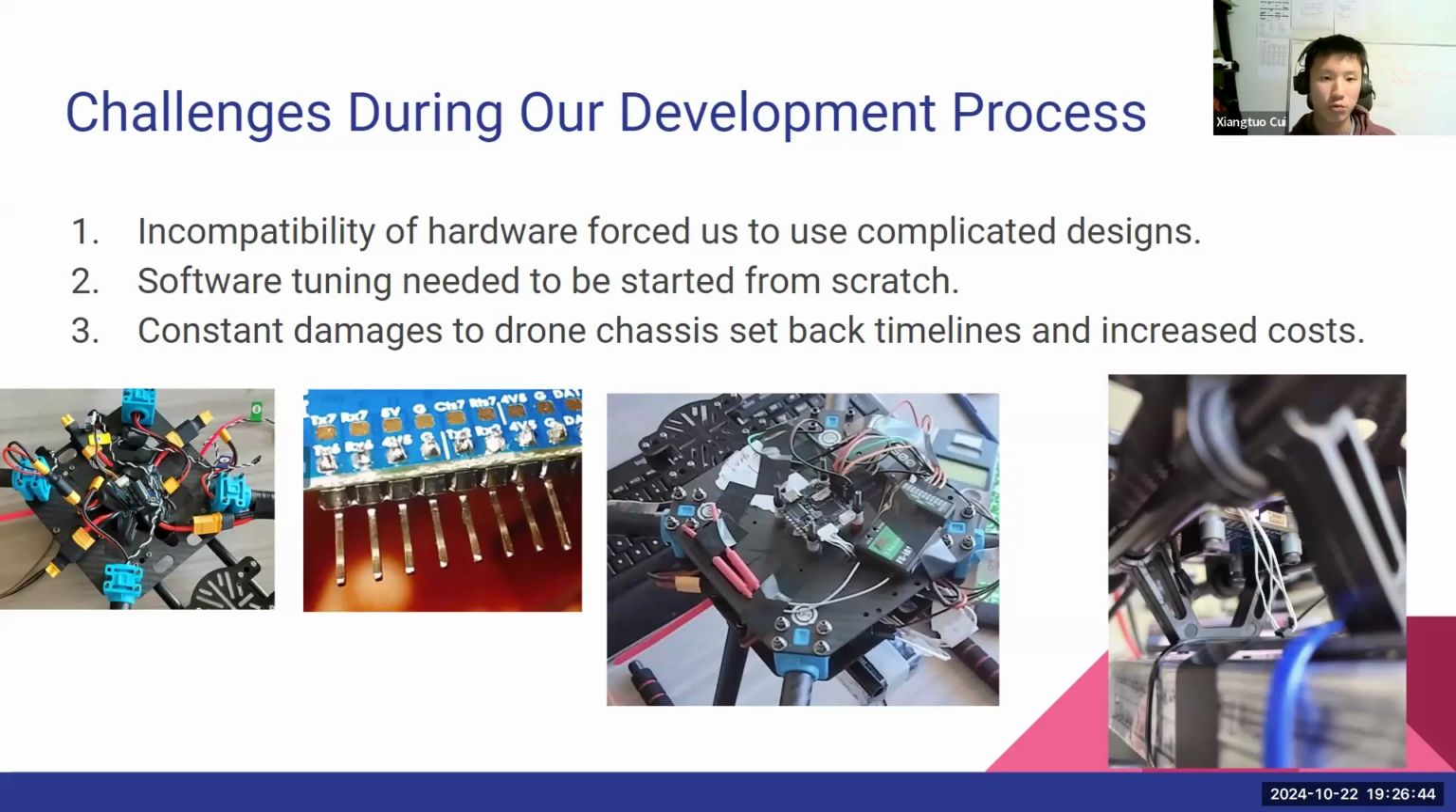And our second challenge was tuning the drone. Unlike pre-tuned kits, our custom setup required us to start the tuning process from scratch, which involved weeks of trial and error. Those weeks of trial and error also resulted in numerous crashes of our drone, which caused lots of damage and required time-consuming repairs that delayed our development process and increased costs.